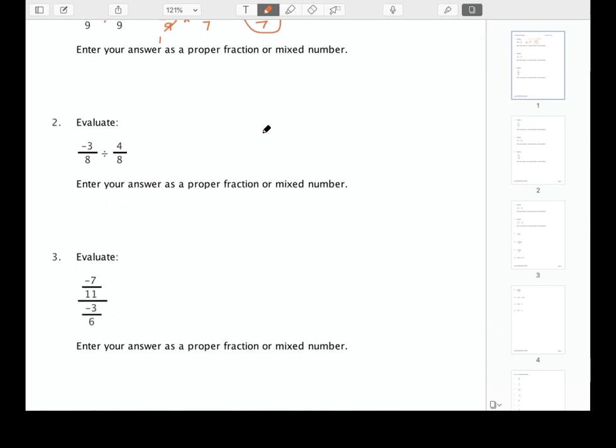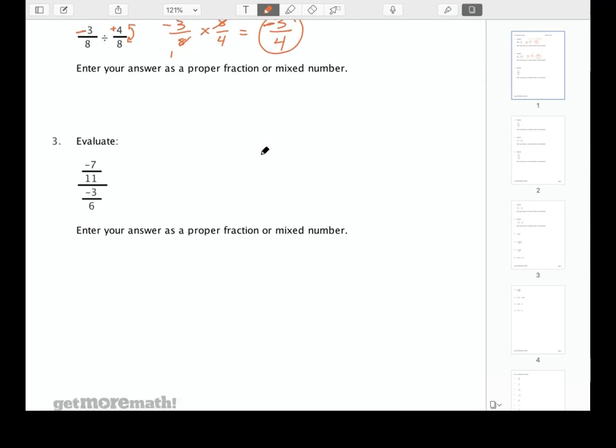All right, so this next problem. I have divide. So division is the same thing as multiplying by the reciprocal. Again, we have a cross-reducing that is really nice. So -3 times 1 is -3. 1 times 4 is 4. Done. Negative divided by positive, that should be negative. So that's my answer.